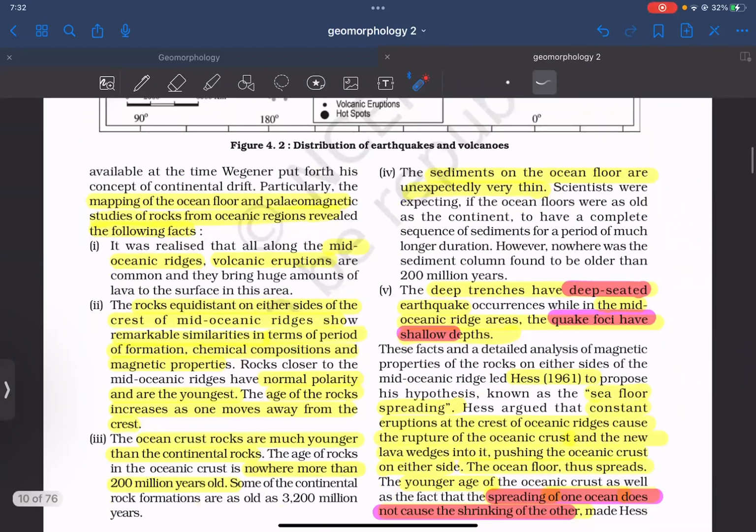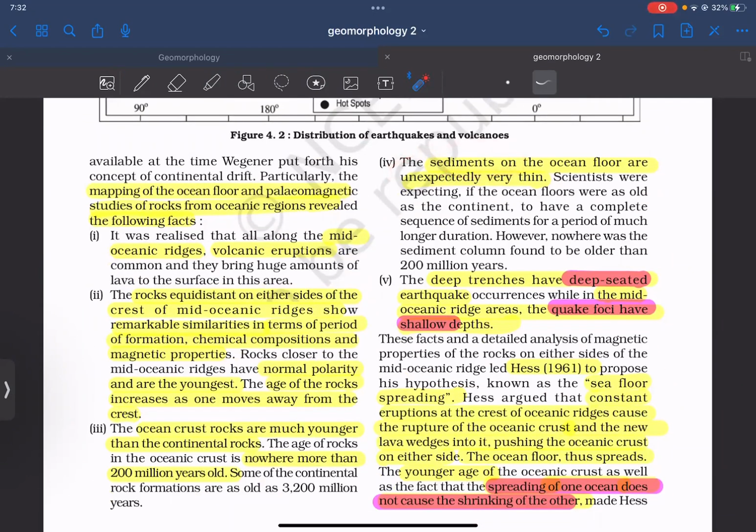Then sediments: because of erosion activity, sediments are formed on the surface. On the ocean floor, we found that sediments are very thin, not thick like on land. All right. Then we found trenches, valleys that are formed. They are deep. Over there, we have deep-seated earthquakes.